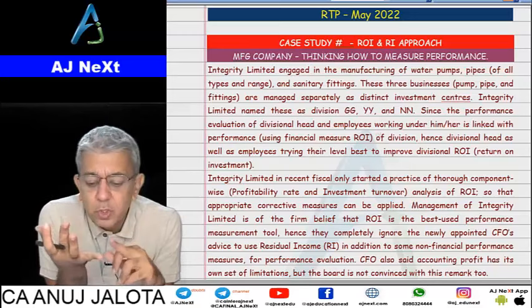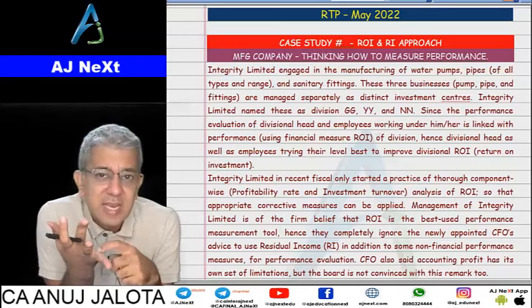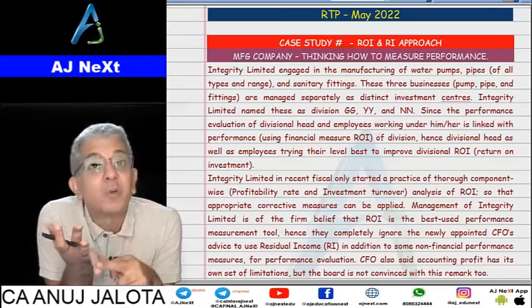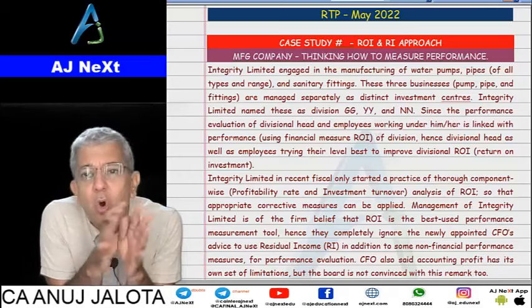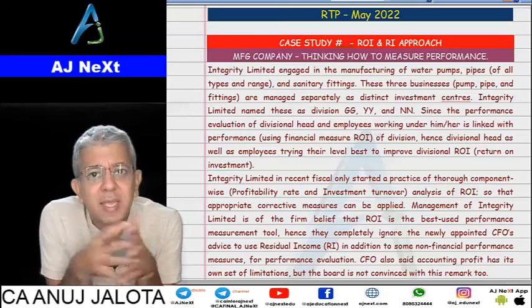Then you have a question on relevant costing, internal pricing, your standard costing. So all your chapters, you have a question on target costing also. So all the usual chapters are all there in this year's RTPs.